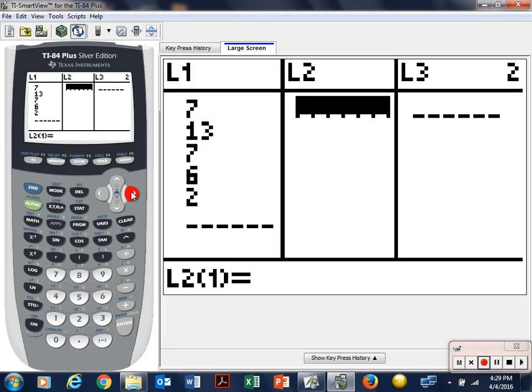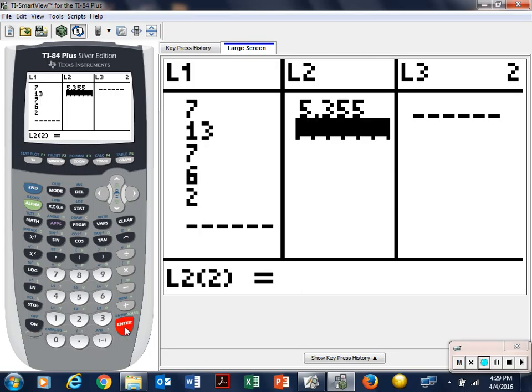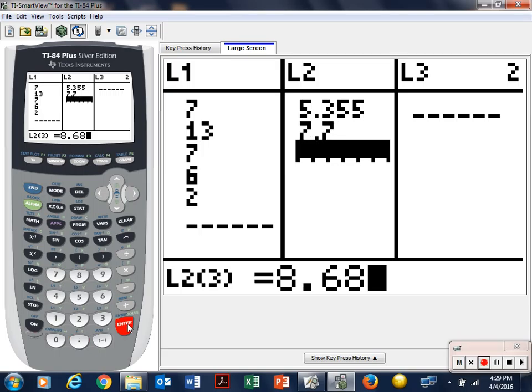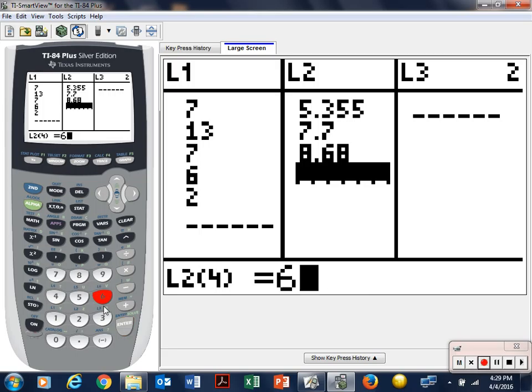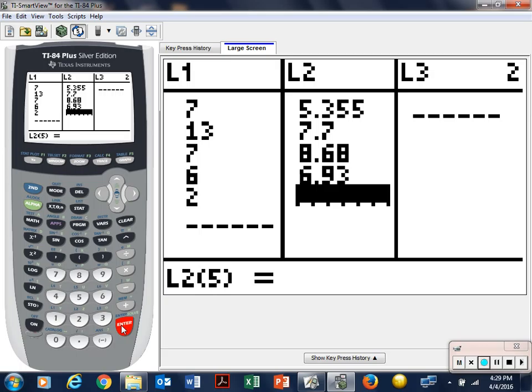In list 2, we're going to put the expected counts. Okay, so we expect out of that class 5.355 students to get 5s. We expected 7.7 to get 4s. We expected 8.68 to get 3s. We expected 6.93 to get 2s, and we expected 6.335 to get 1s. Okay, now we can have the calculator do all of the work for us.